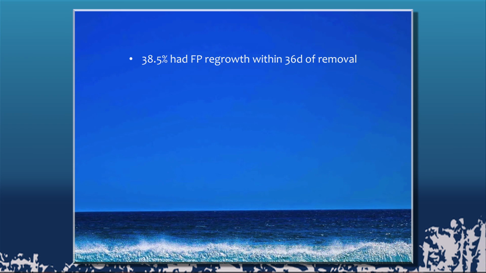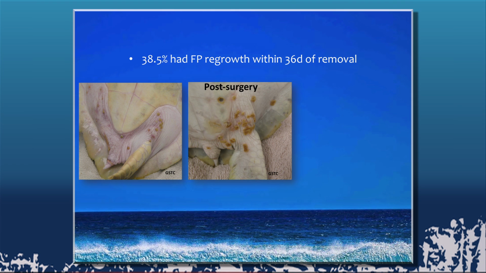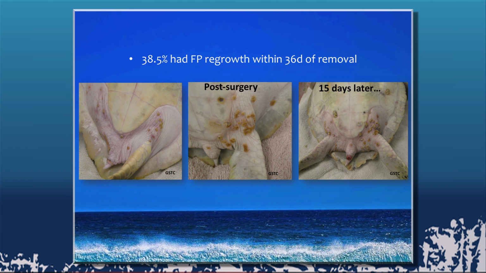However, we also found in that study that 38.5% of turtles that had their tumors removed experienced tumor regrowth within 36 days. So here's a turtle. These are the little FP lesions just developing in the inguinal regions. This is the day that they were removed, right after surgery. And then 15 days later, you can see the tumors are back, and they're even worse than before.